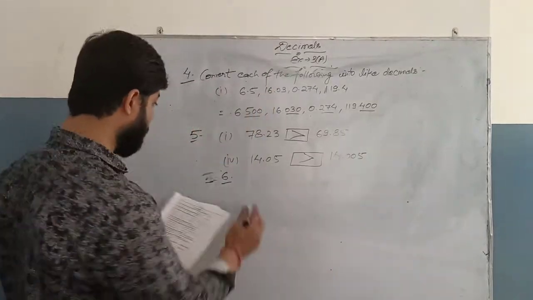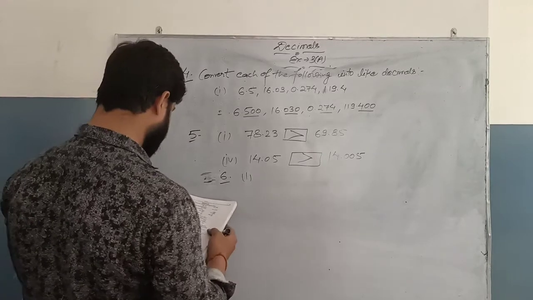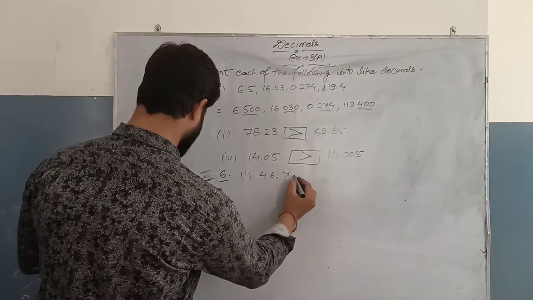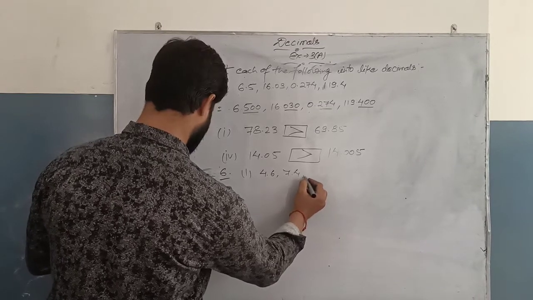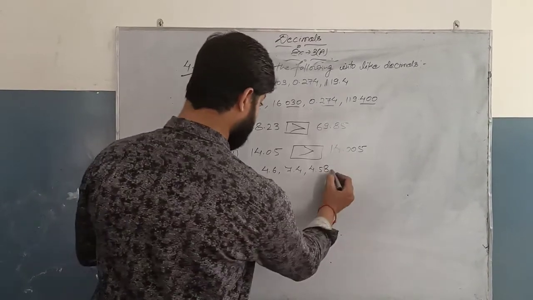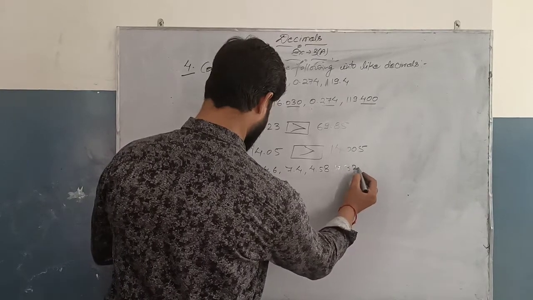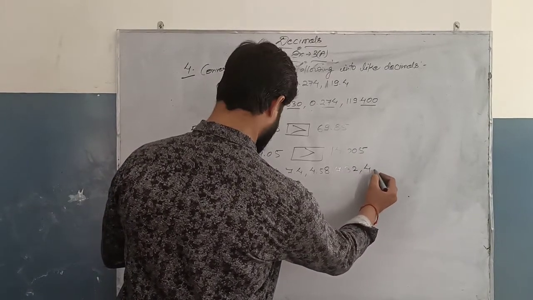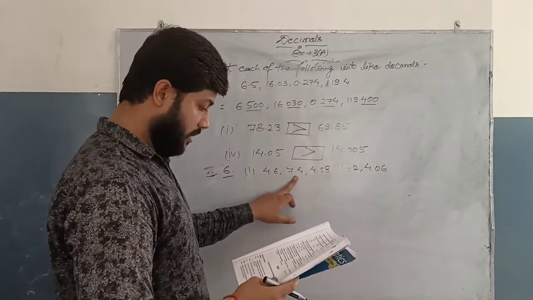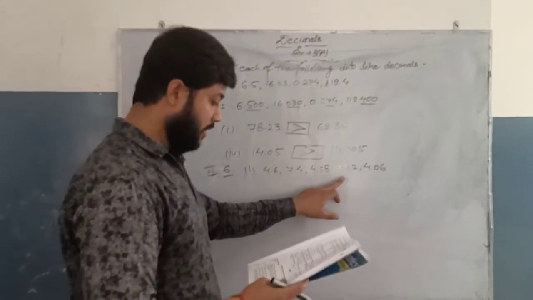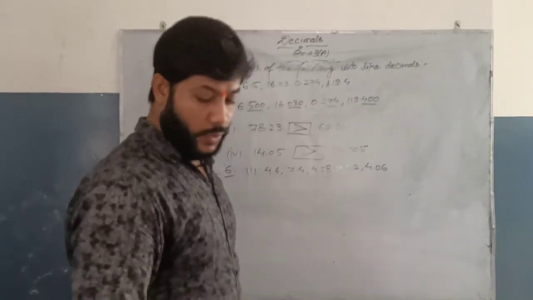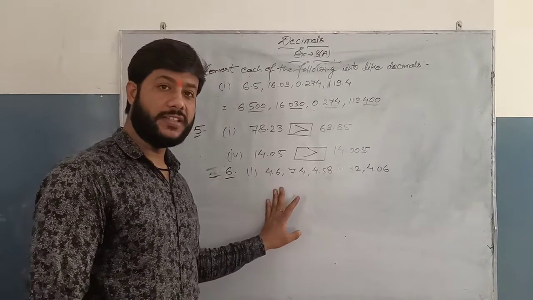So we will have one for question number 1. 4 decimal 6, 7 decimal 4, 4 decimal 58, 7 decimal 32, and 4 decimal 06. Now we have to arrange them in ascending order.